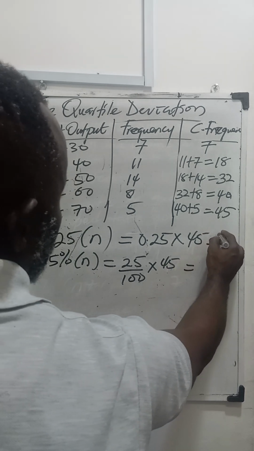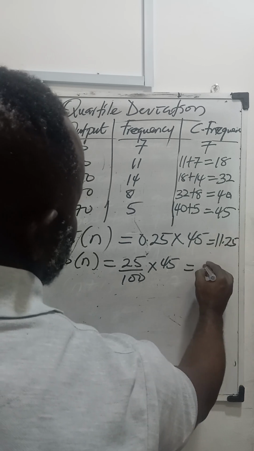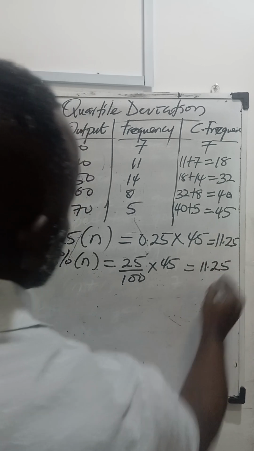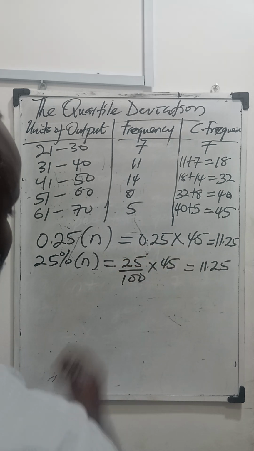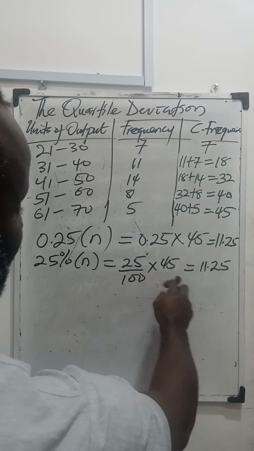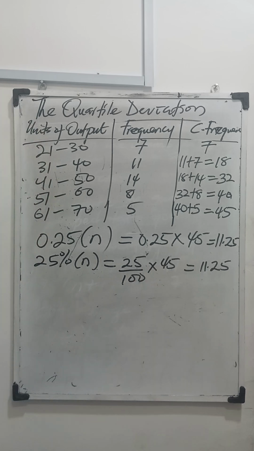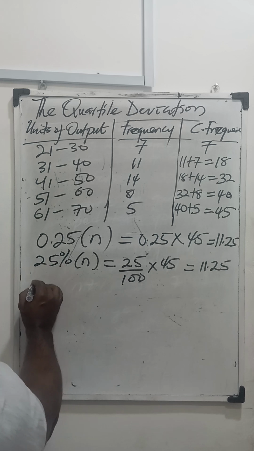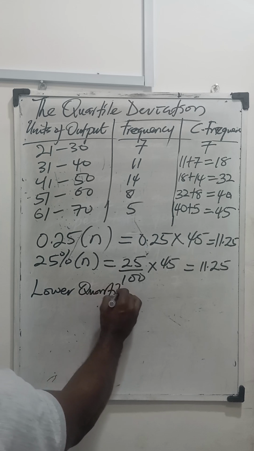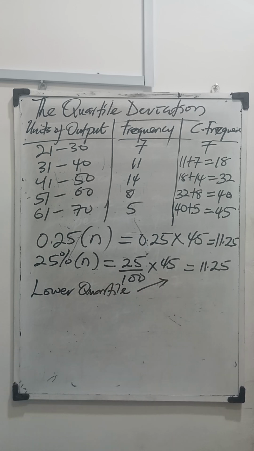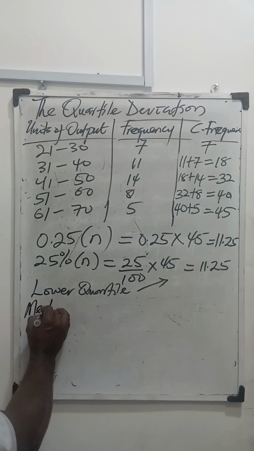So this is going to give you 11.25, and this is also going to give you 11.25. If you multiply 0.25 times 45, it will give you 11.25. If you multiply 25 by 45, then divide the result by 100, it will give you 11.25. That is for the lower quartile. So let us obtain the median quartile.